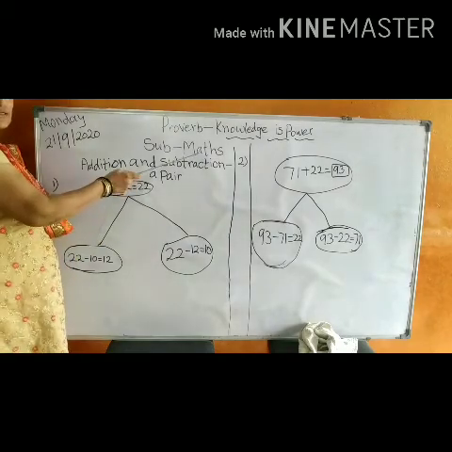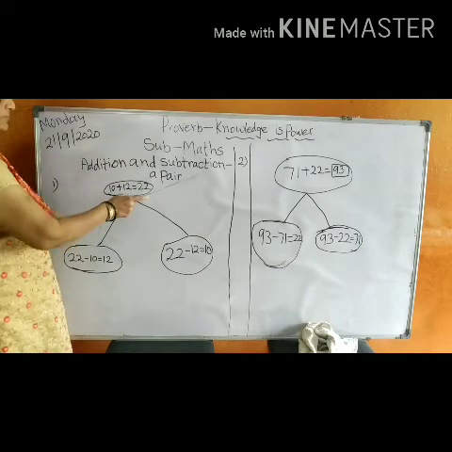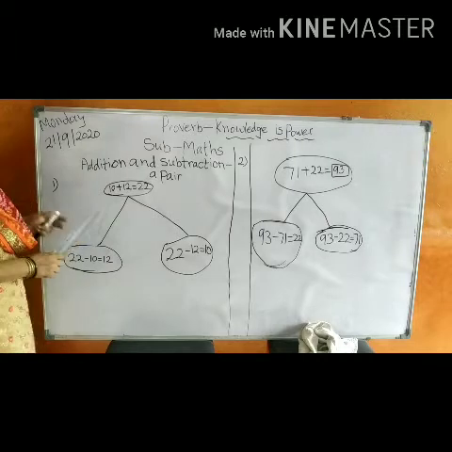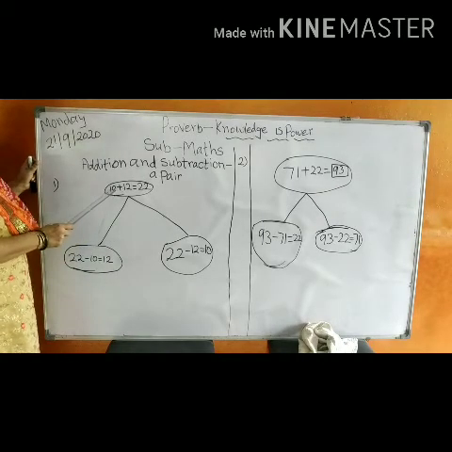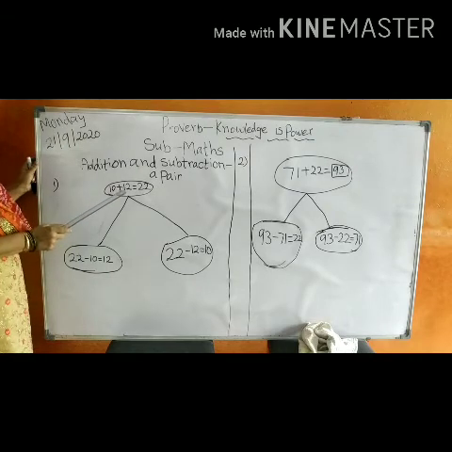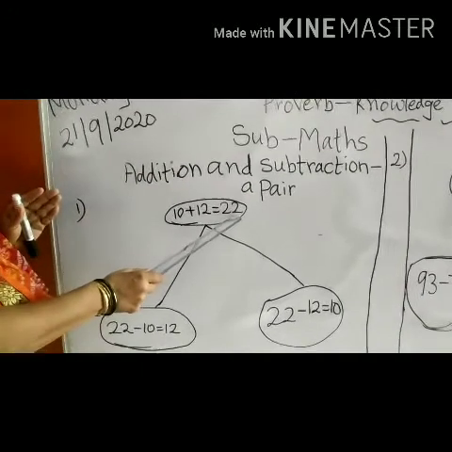The subject we are going to learn is maths, children. Okay, what we have to do is addition and subtraction as a pair. Now see here, I have done one sum over here. Okay, what is the sum? 10 plus 12. 10 plus 12, what answer are we getting, children? 22. That is addition, isn't it?